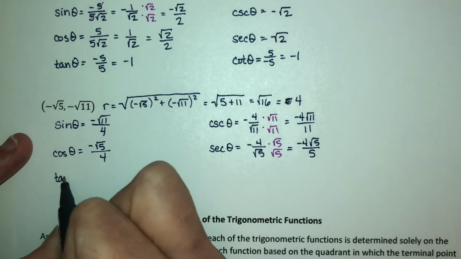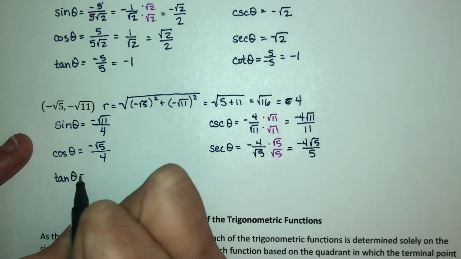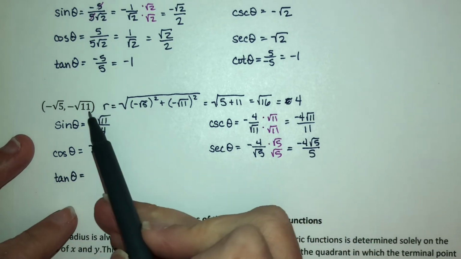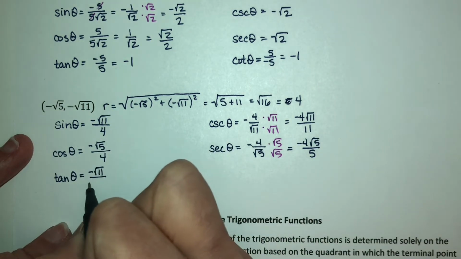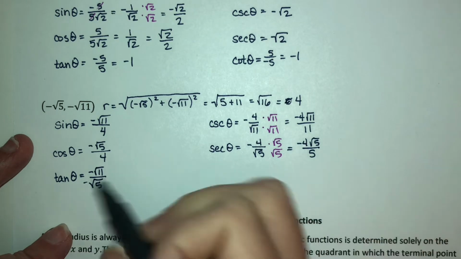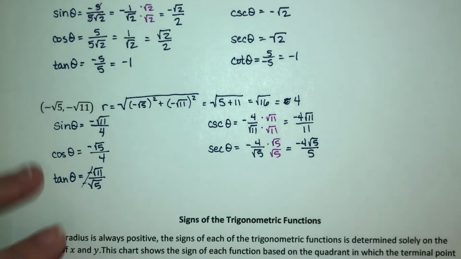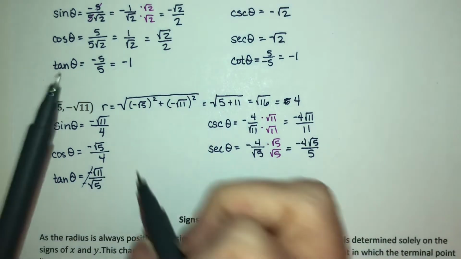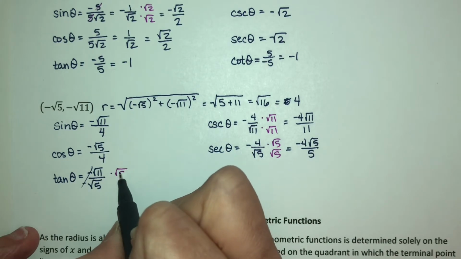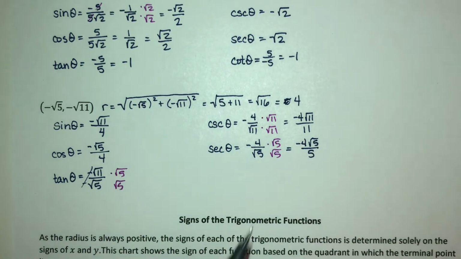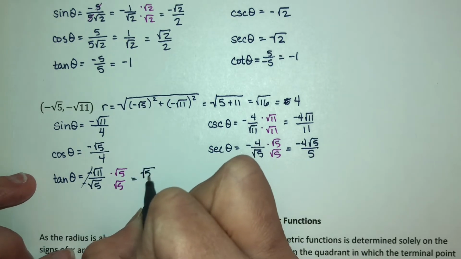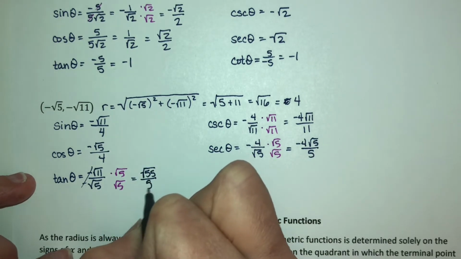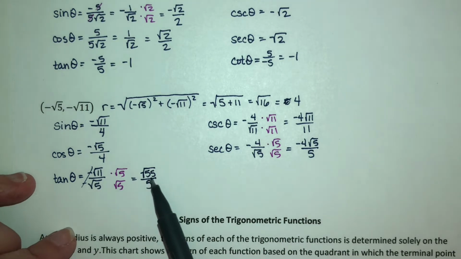Tangent is y over x, so negative square root 11 over the square root of 5, negative. And so that ends up being positive. Multiply top and bottom by the square root of 5. And you get the square root of 55 over 5. Now the square root of 55 does not simplify, so this is my answer.